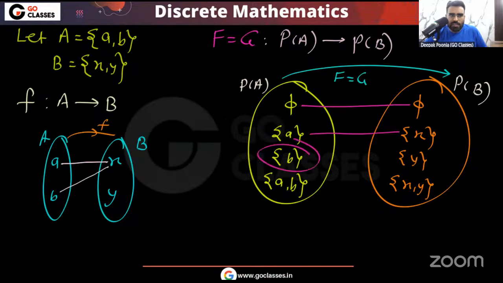Now where this b will map, you will find the small f image of b. So this will also map to x. And now you can see, for each element you will find the small f image. So what is the small f image of a? That is x. What is the small f image of b? That is also x. So remember, this {a, b} will also map to x. So this will be your capital F. I hope you understood. Are you understanding how these functions are defined?